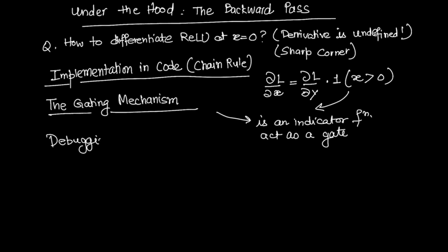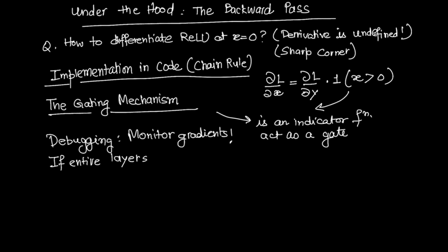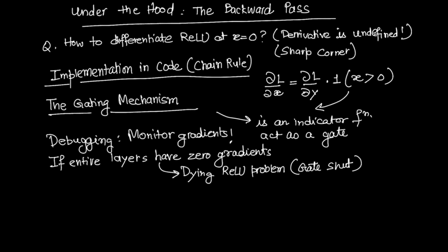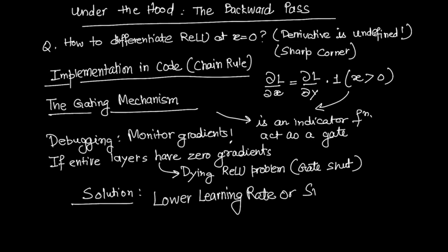Understanding this selection mechanism is crucial for debugging. If you monitor your gradients, which you should be doing, and you see entire layers with zero gradient, you know that you have a dying ReLU problem. You know the gate has slammed shut and isn't opening back up. That is your cue to lower your learning rate or switch to Leaky ReLU.